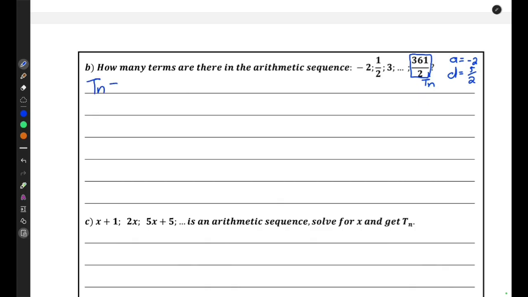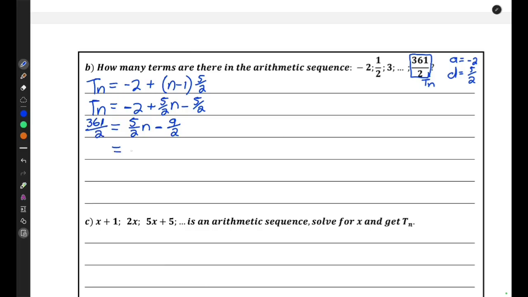Tn is equal to A plus n minus 1, and then D we said was 5 over 2. But I now know that Tn is equal to 361 over 2. You can sub it in now if you want, or you can first get the formula. In most questions, you'll have the formula first, so let's go for that. So Tn is equal to minus 2 plus 5 over 2n minus 5 over 2. That tells me that the answer should be 5 over 2n, and then minus 9 over 2. Great. This I can now make equal to 361 over 2.